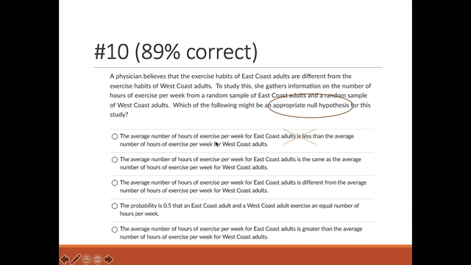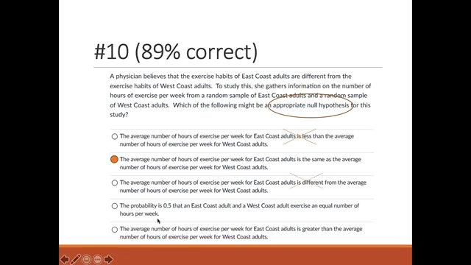The average number of hours of exercise per week for East Coast adults, at least it's about averages, that's good. But the null hypothesis is not about a less than alternative. The null hypothesis should be about an equation. That's why the second answer is the correct one. The average number of hours of exercise per week for East Coast adults, so that would be mu for the East Coast, the truth from the East Coast, is the same as the average number of hours of exercise per week from the West Coast. That would be mu for West Coast, that mu being the true hours of exercise per week.